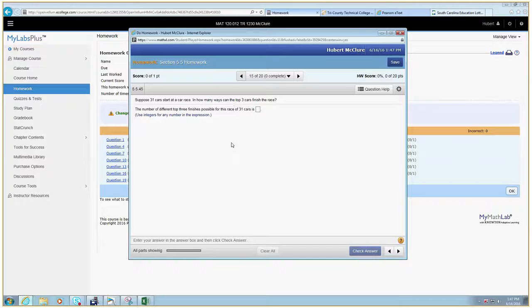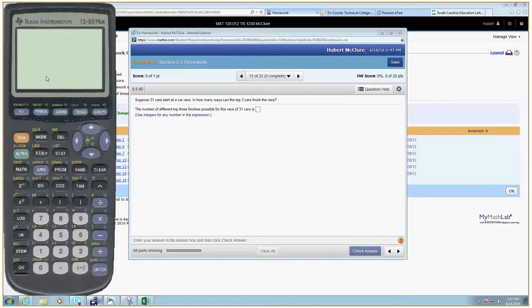Okay, so what will this be? 31 permutation 3. So you take your handy dandy calculator. Top 3 positions. So here we go. 31, math, permutation 3. There you go.